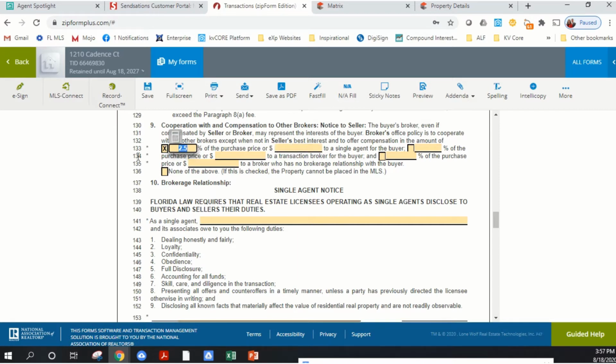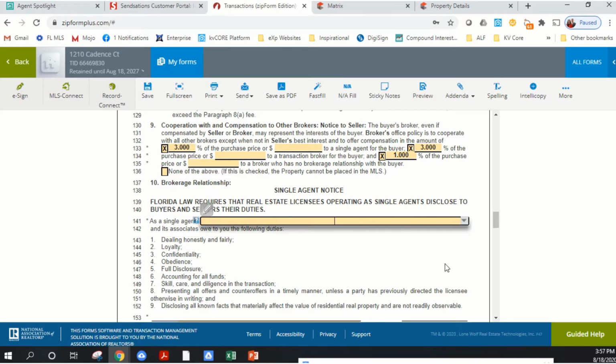2.5%. If I'm doing 6, I'll do, of course, 3 there. This is cooperation 3.0 there. For a transaction broker, I leave the rest of these things blank. And then purchase price for a broker or brokerage with no relationship to the buyer. So that basically, to me, the way I always explain that is, so I do that at 1%.